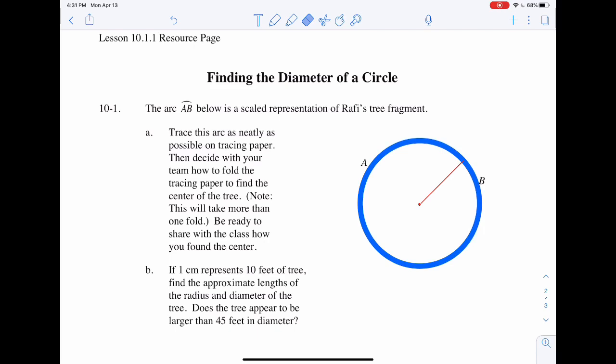On to letter B. If 1 centimeter represents 10 feet of tree, find the approximate lengths of the radius and diameter of the tree. Does the tree appear to be larger than 45 feet in diameter? So go ahead and measure your radius and write its length in centimeters. In centimeters, our radius is 2.5 centimeters. Now they're asking us to find the actual radius. Well, if 1 centimeter is 10 feet of the actual, what can we do to our scale model to find the actual radius? Hit pause and try and find it.